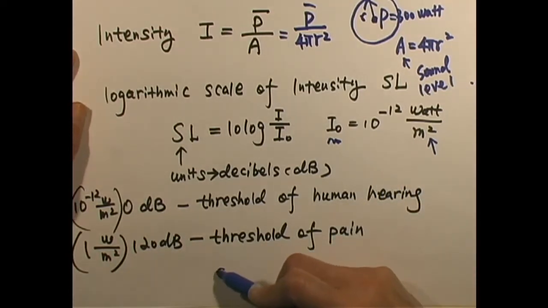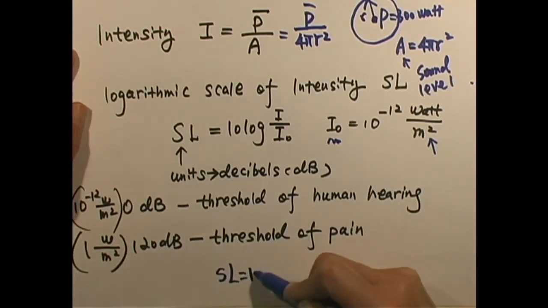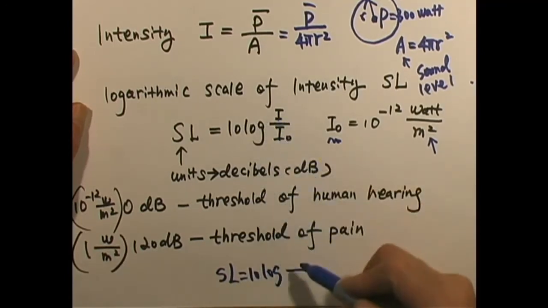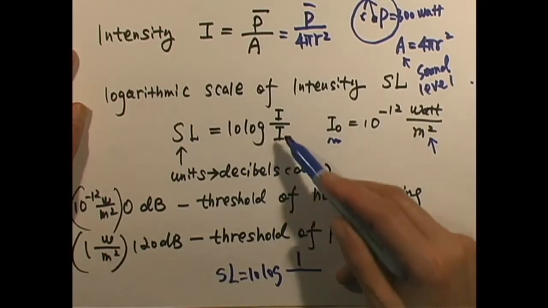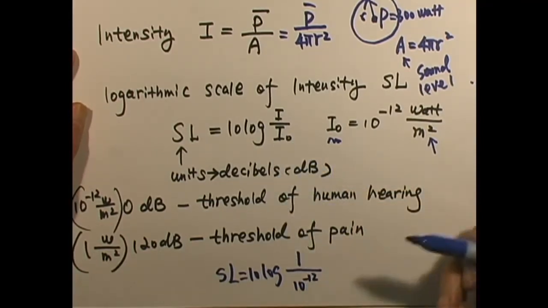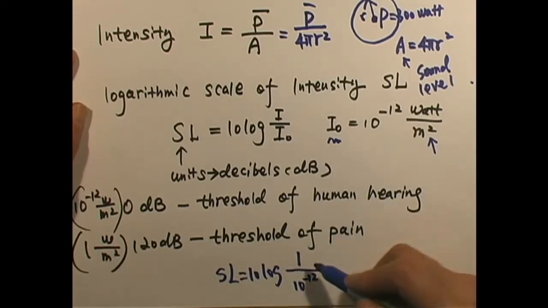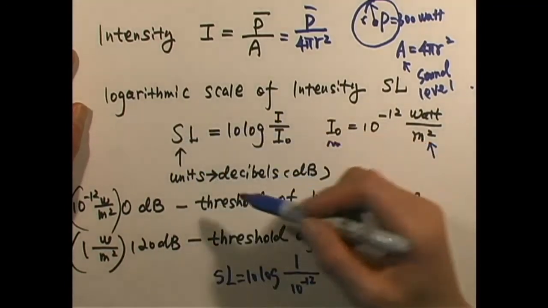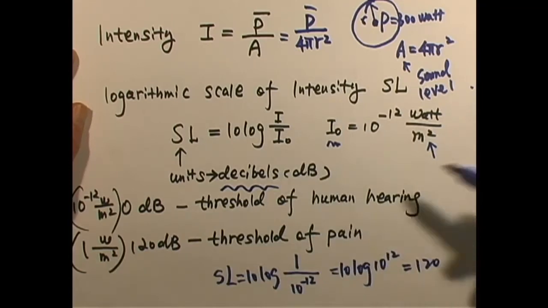Okay, sound level equals 10 log. Now, if the intensity is 1 watt per meter squared, and I naught is 10 to the negative 12, same units, so the units cancel. This gives us 10 log of 10 to the positive 12. This is obviously 120. Now the unit that we give to the sound level is called decibels, or dB.